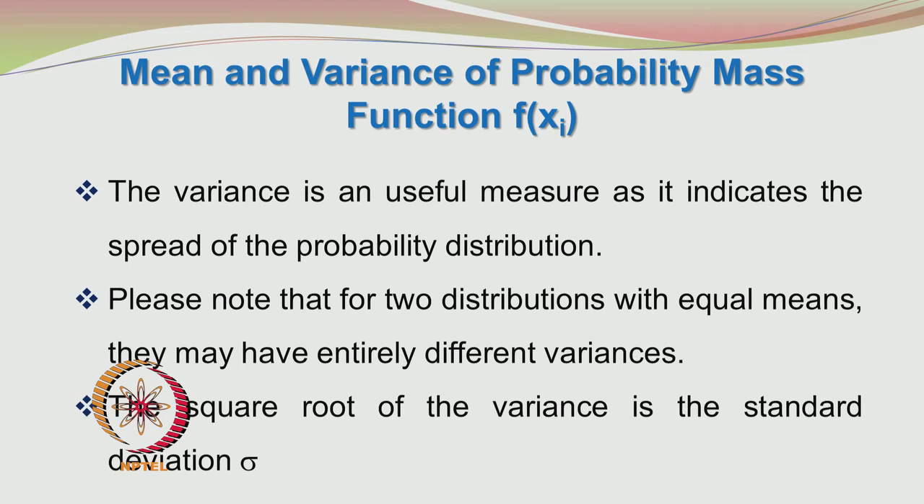The variance is a useful measure as it indicates the spread of the probability distribution. Even if there are two distributions having the same mean or average, it does not imply that they have the same variances. You may have the same average but different variances. For example, in one class the average may be 50, and in another class the average may be 50. But in the first class the lowest mark may have been 20 and the highest mark may have been 100. So, the average is still 50 when you add up all the marks and divide by the total number.